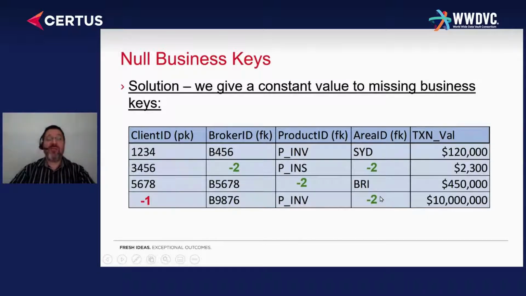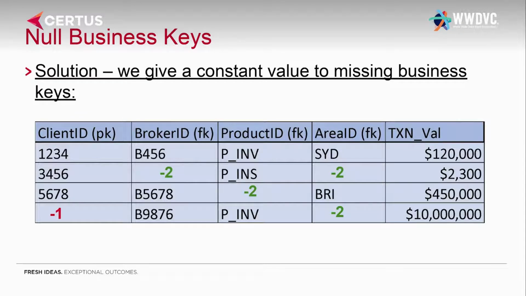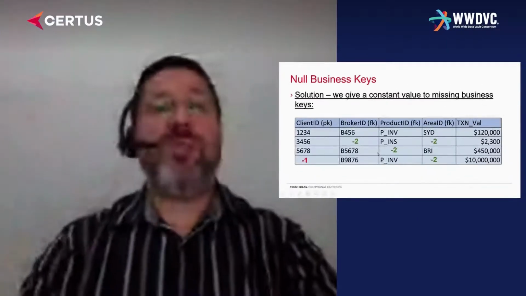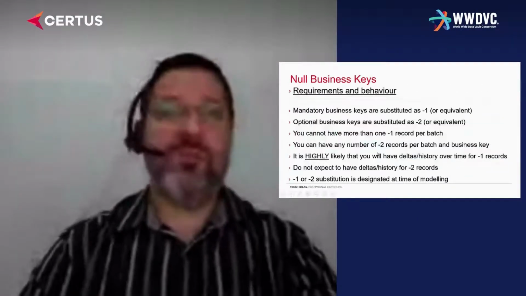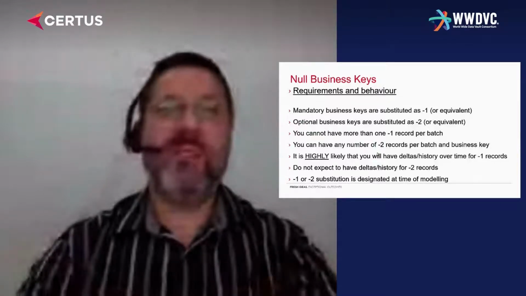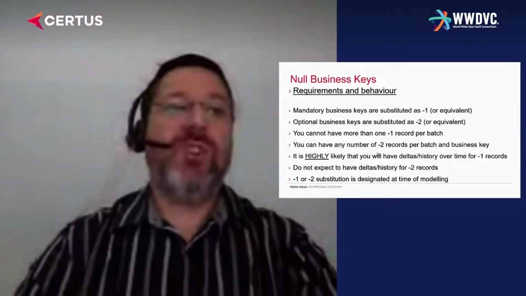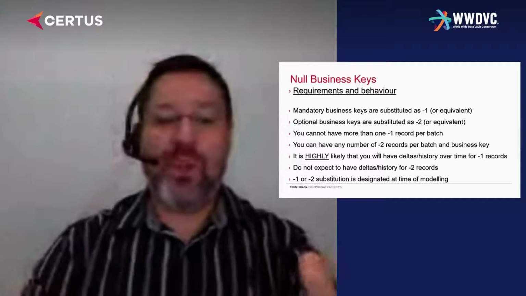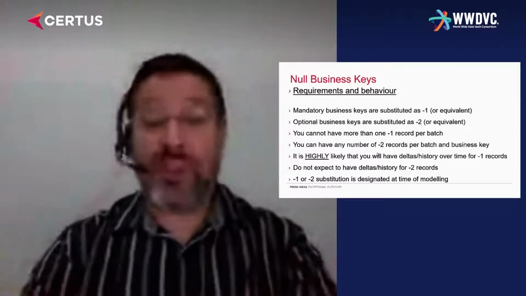Instead, therefore, to differentiate between actual business key values and optional values as such, we can then say there are two different circumstances. They are not necessarily the same key, and therefore we differentiate on those values. So for the mandatory business keys, we substitute with the -1 or equivalent, depending on your data. For the optional business keys, we are substituting with a -2 or equivalence.